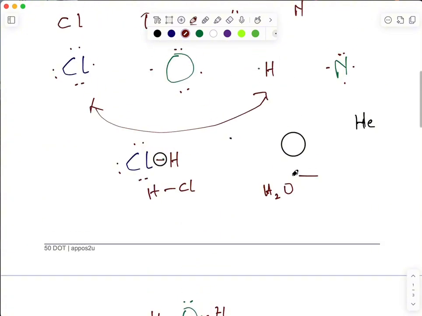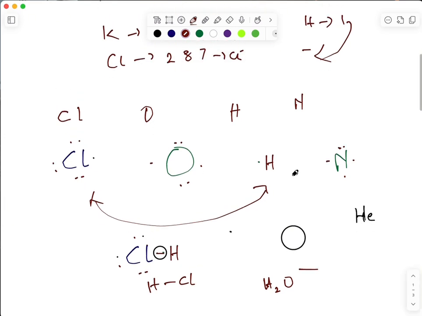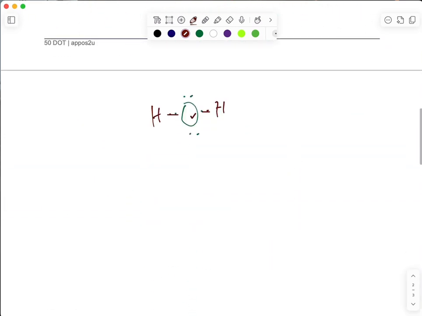Now, what about for diatomic molecules? Yes, diatomic molecules. Examples like your chlorine, like your oxygen, even like your hydrogen himself. Once you see a diatomic element, any diatomic element, they would always have covalent bond. So their bond is always covalent. Diatomic covalent. I repeat again, diatomic covalent.